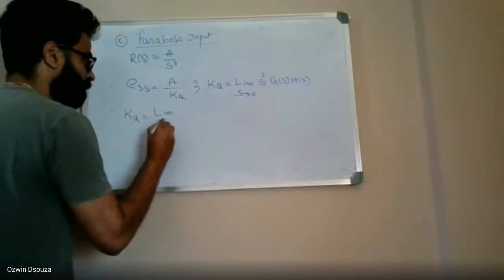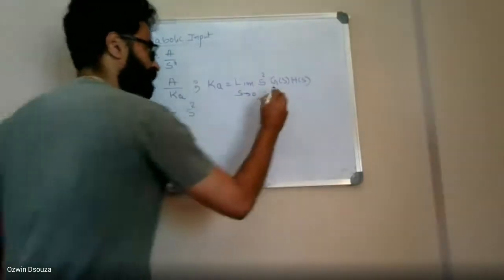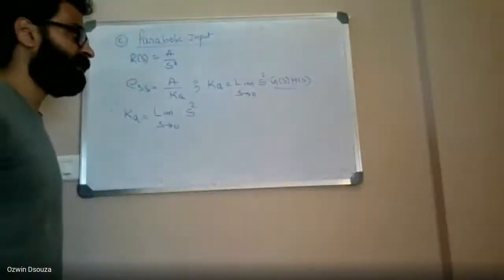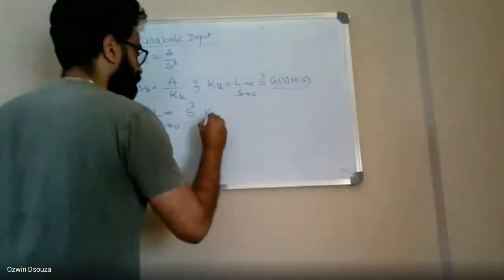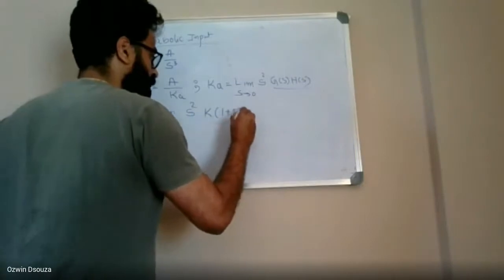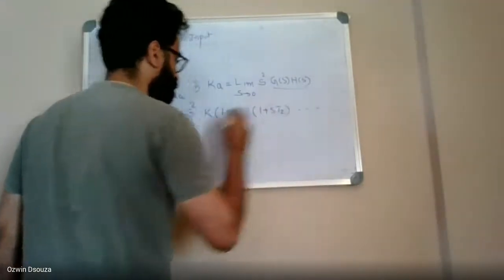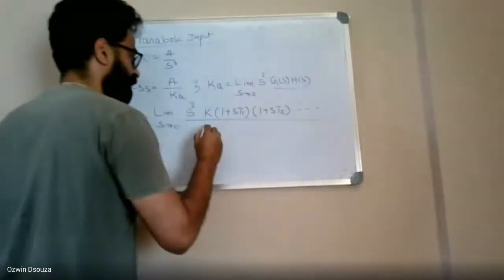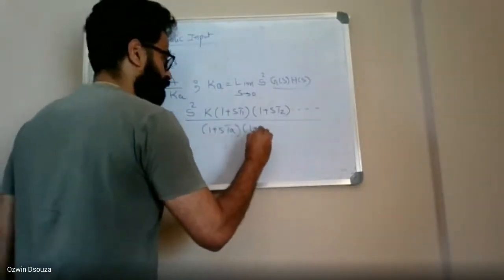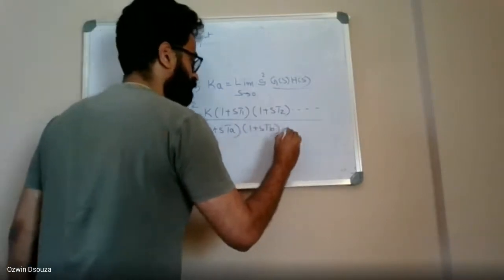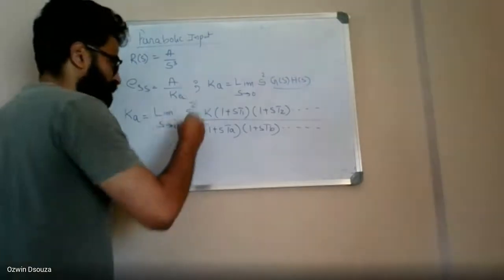Ka is equal to the limit as S tends to 0 of S square, and you substitute the type 0 format of G of S into H of S. That is K into (1 plus ST1)(1 plus ST2), and so on, divided by (1 plus STa)(1 plus STb), and so on. Okay, apply the limit. So this becomes 0.